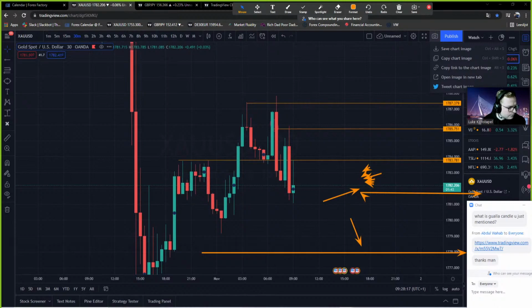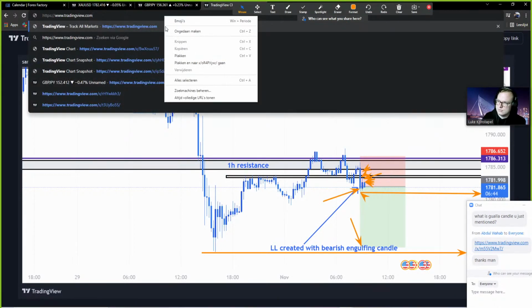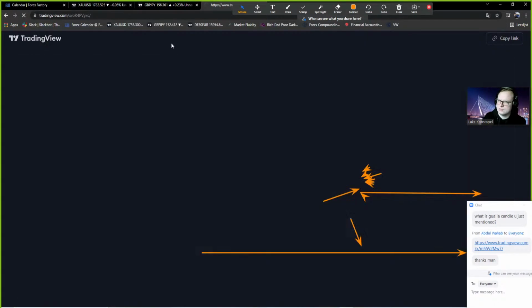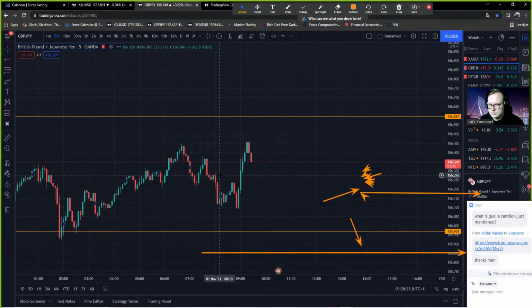So, we already had a look at GBP USD. For now, we're going up, and then hopefully soon we're gonna go down. That's what I would be looking for. I think so. Was it? Was it? Look at that.